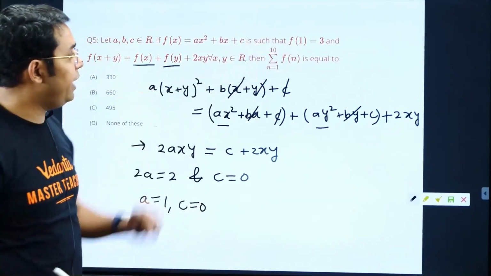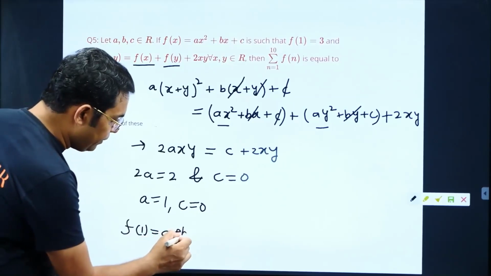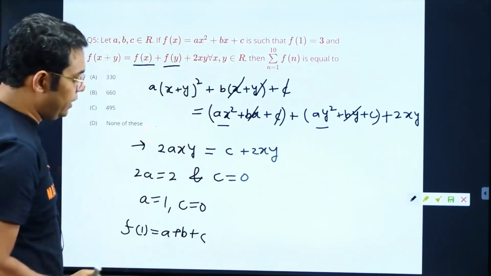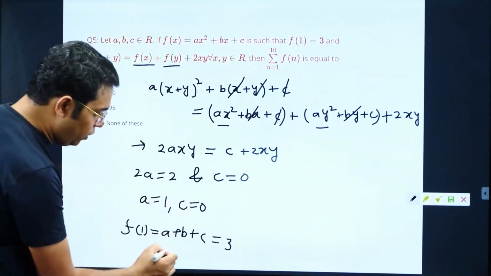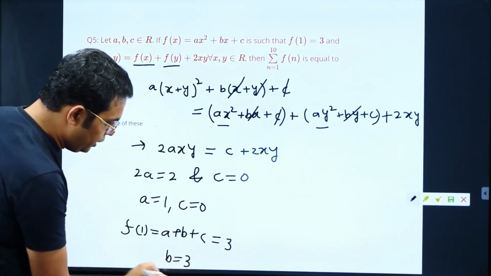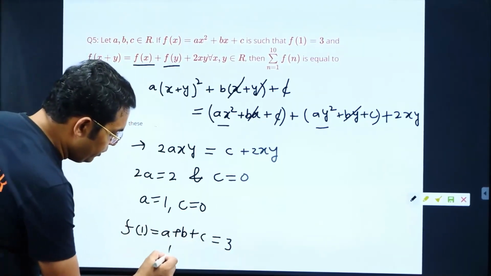And also we are given f(1) to be 3. f(1) means a plus b plus c, because if you put x as 1, it is a plus b plus c, and that is equal to 3. a is 1, c is 0, so the value of b will be equal to 3 here. Not 3, it will be equal to 2. The value of b will be equal to 2.